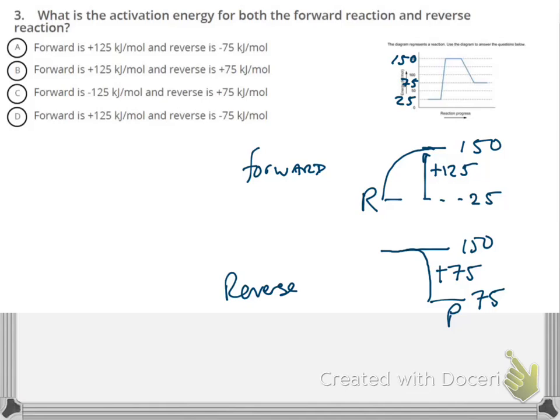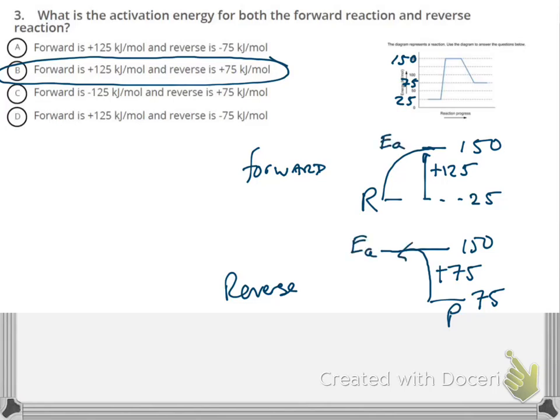So the forward activation energy is 125. The reverse activation energy is plus 75. So remember, they're always positive numbers, and that's how we would calculate them. And remember, they're going up to the top, the activation energy or the transition state.